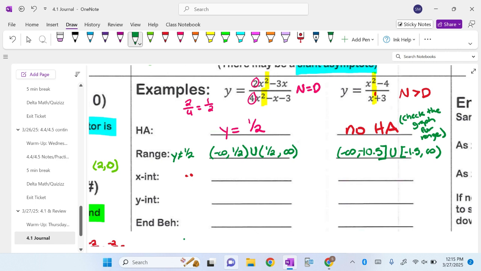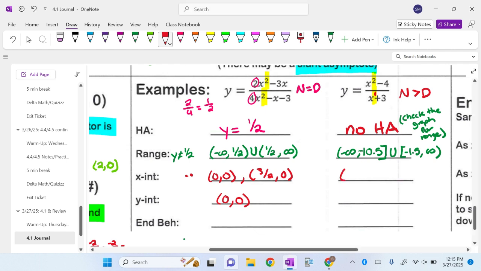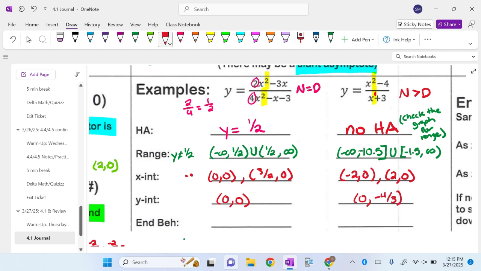X and Y intercepts I'm just going to give you for these two examples, because you literally just look at the graph and click on them. So for time's sake, X intercepts are 0, 0 for the first one and 3/2, 0. Y intercept is 0, 0. For this one, it's negative 2, 0, 2, 0. The y-intercept is 0, negative 4/3.